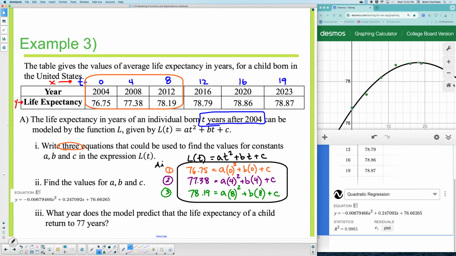So my a is approximately negative 0.006 or 007? 007 when I round. Your b approximately is, I don't have much room here, 0.247 or 48? 47. And finally, c is approximately 76.662 or 663? 663. That would get your second point.